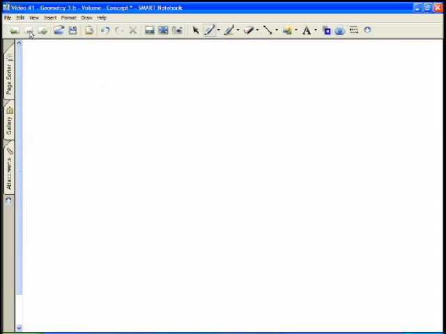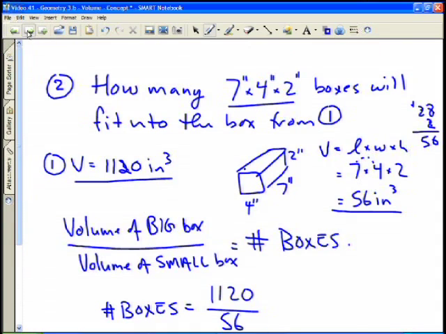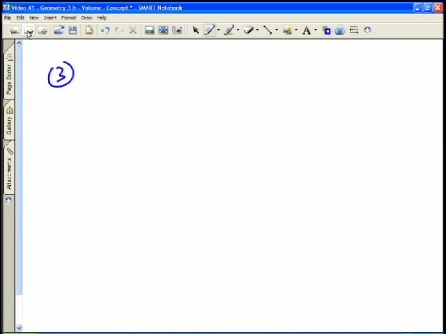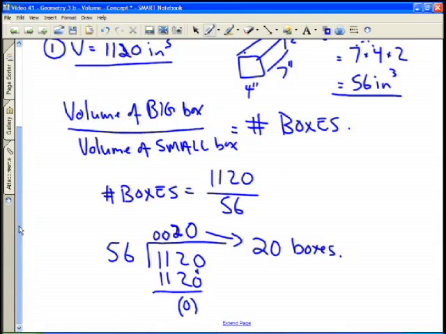Now, is it realistic that we're going to ship these boxes without some sort of padding on the inside of the shipping box? So now we're going to add a third part to this question, and we're going to take our original big box, and we found out that with no padding, how many boxes did we have? We had 20 boxes that would fit.